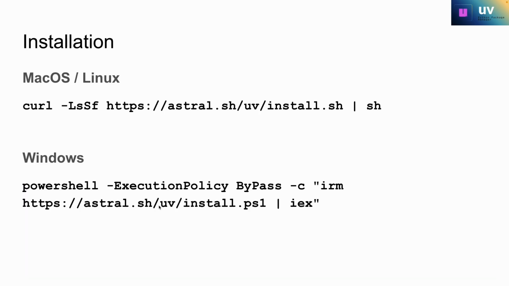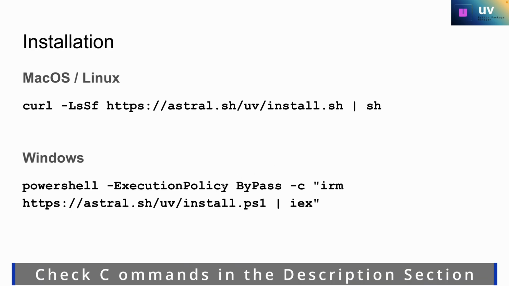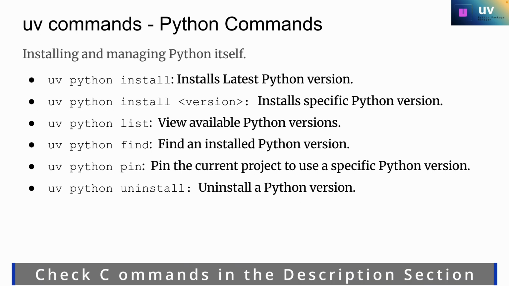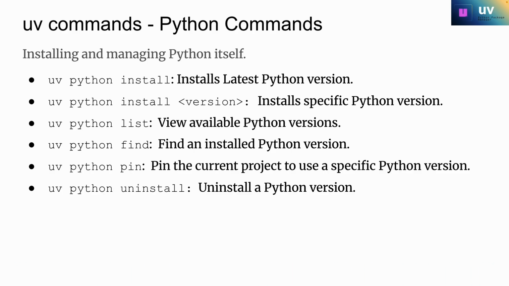So for installation on macOS or Linux, we'll be using this command, and for Windows, we'll use PowerShell and we'll use this command to install UV. Now follow the UV commands to install Python, or get all the Python versions that are installed in the system, or even uninstall a Python version. As you can see here, it can act as an alternative to pyenv.